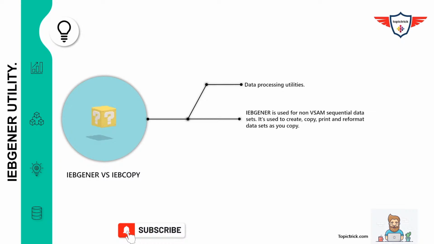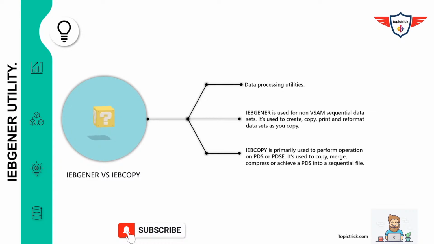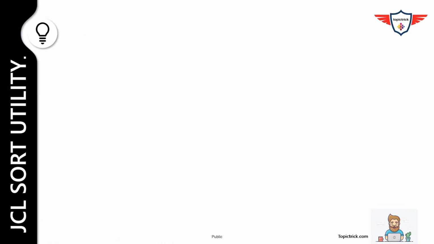IEBGENER utility is used for non-VSAM sequential datasets. It is used to copy, create, print, or reformat a dataset as you copy. On the other hand, you have IEBCOPY, which is primarily used to perform operations on a partitioned dataset (PDS) or PDSE. It is used to copy, merge, compress, or archive a PDS into a sequential file.